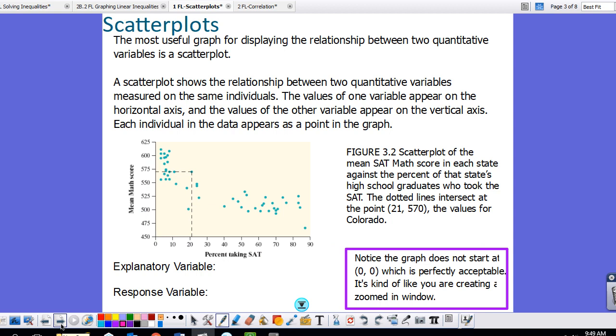Within this unit, we're going to create scatter plots now and look for relationships. When we create a scatter plot, typically we're going to put our explanatory variable on the horizontal axis and the response variable on the vertical axis. So we have this particular example that is just mean SAT math scores, which is our response, and we think it's a response to the percent taking the SAT. The other thing you need to notice is that it doesn't start at 0, 0. It starts at 450 on the vertical axis, and that's perfectly okay. You can zoom in and you don't even need to show really that scale.